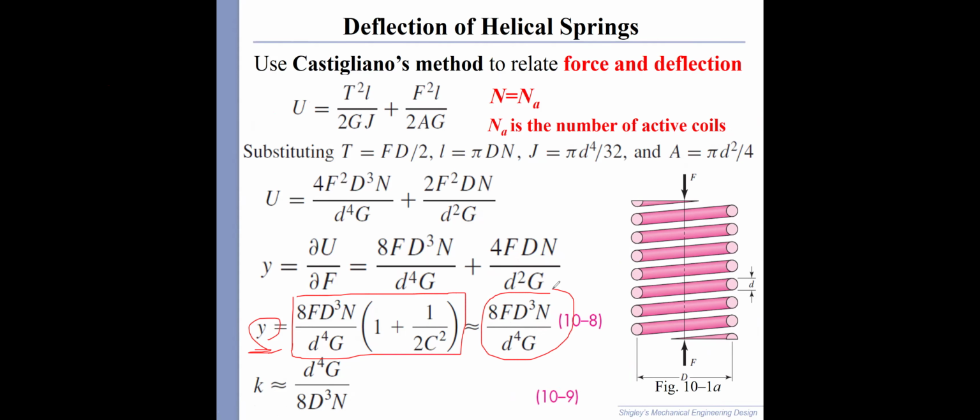And then we can define the spring rate, or spring constant K, because F equals K times y.